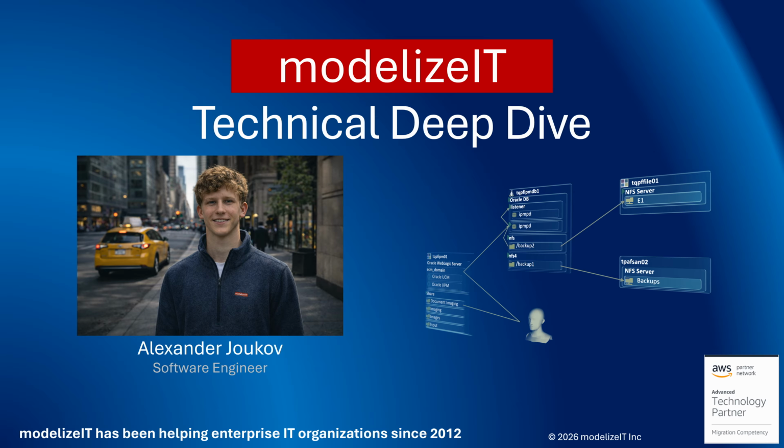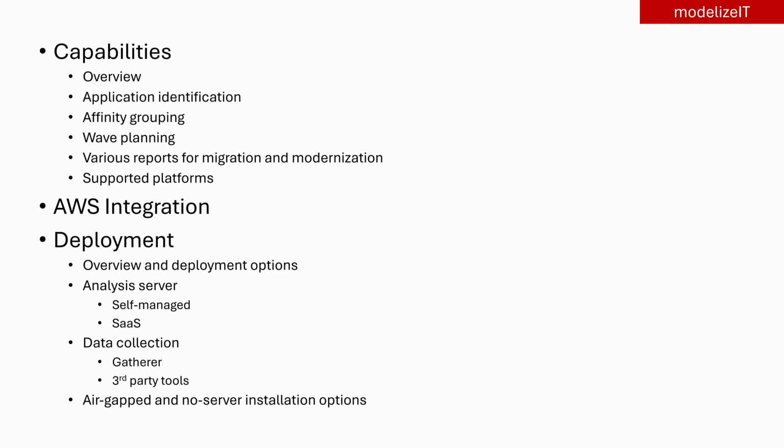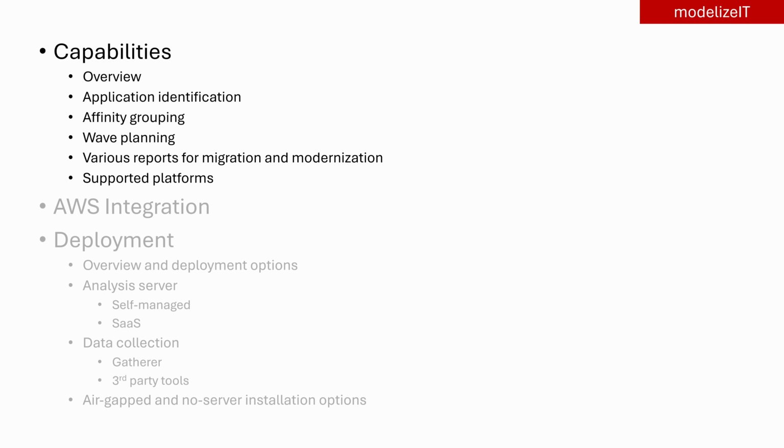I'll be digging deep into the technical features and capabilities of the modelizeIT software. We'll begin by going over the unique capabilities of modelizeIT, including application identification, affinity grouping, wave planning, and reports for migration and modernization like capacity planning and license management.